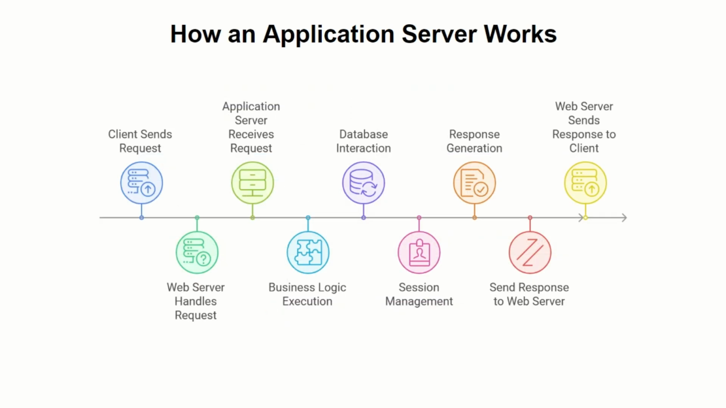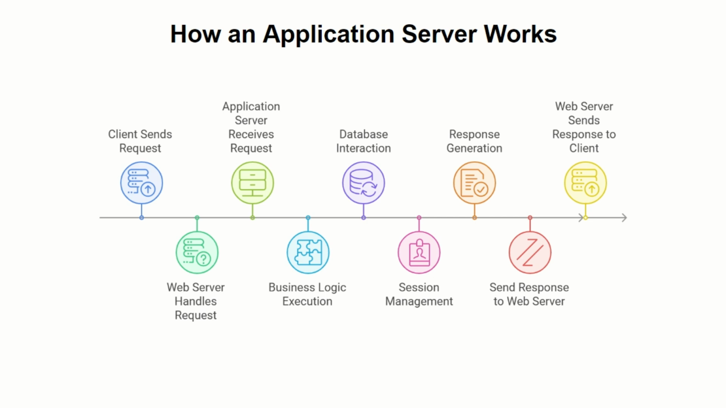Let's see how an application server works. A client, usually a web browser or mobile app, sends an HTTP request to a server. This could be for a dynamic page, a shopping cart, user profile, or search result. The request might include parameters such as form data or a query string.